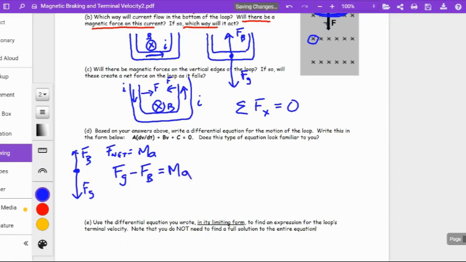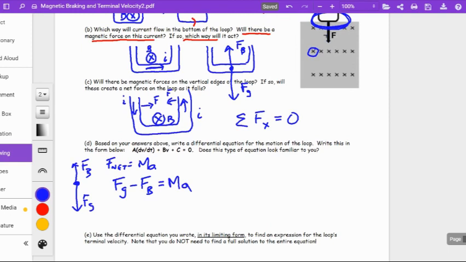Okay. And then you can go ahead and plug in, right? So gravity is mass times g, gravitational acceleration. And what is the size of that magnetic force that's lifting up? The size of that goes back to ILB. Remember that? So that's something you should know from before. So the magnetic force is ILB, current times length times magnetic field, and that is equal to m times dv dt. So you've got a differential equation.